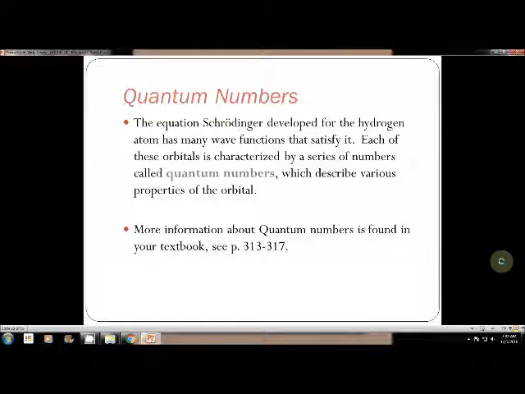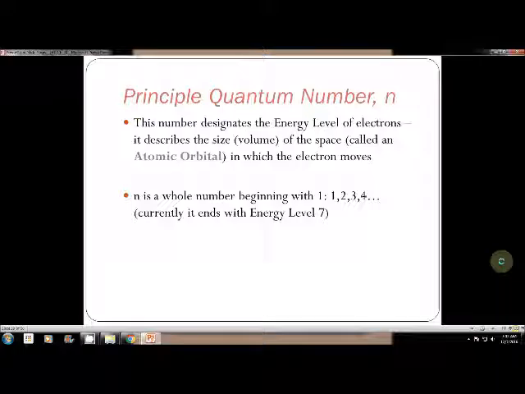The College Board does not need you to identify quantum numbers per se, so we will not have to actually assign quantum numbers on the AP exam, so this is not going to be as in-depth as it was in Chem 1. The principal quantum number is the first one, and we signify that by the letter n, and this tells us the energy level.